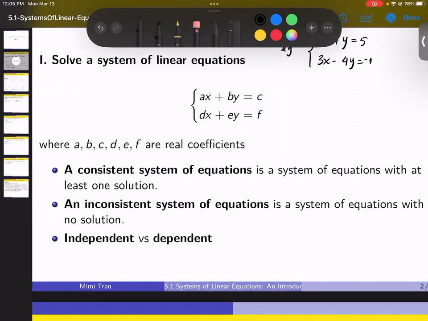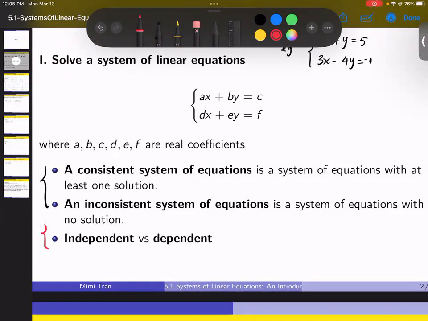If two lines are parallel, meaning they have no solution, they're not intersecting, we call that system inconsistent. So far, so good? Consistent means you have a solution. Inconsistent, you have no solution, in short. Now, independent and dependent is slightly different.